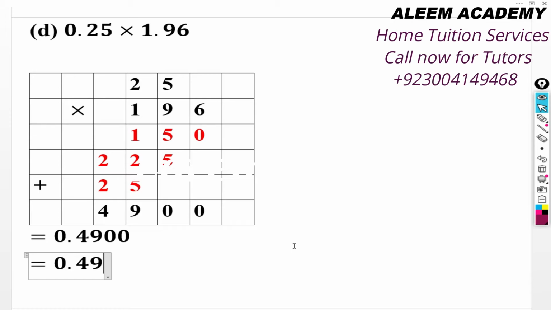So this was question number 7, and this is a very important question because in this question we have learned how to multiply decimal numbers in an easy way.